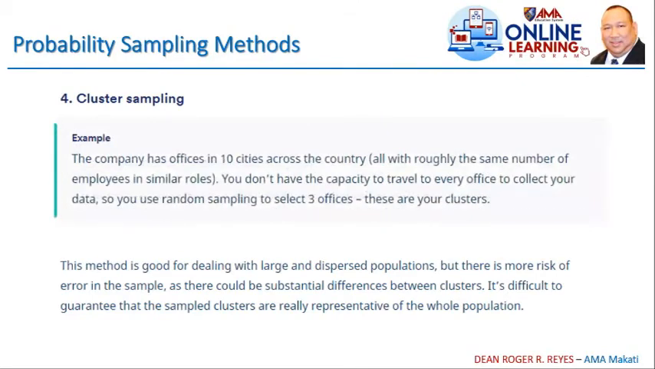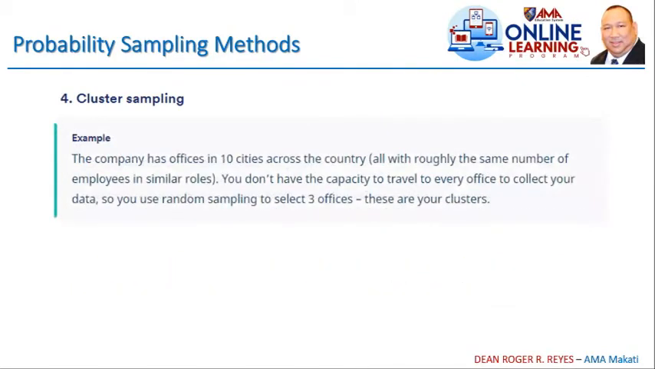Example natin. The company has offices in 10 cities across the country, all with roughly the same number of employees in similar roles. So you don't have the capacity to travel to every office to collect your data. So you use random sampling to select 3 offices. And these are your clusters.